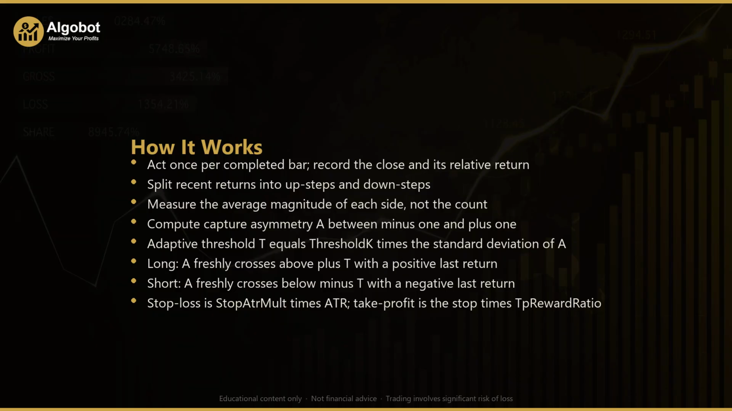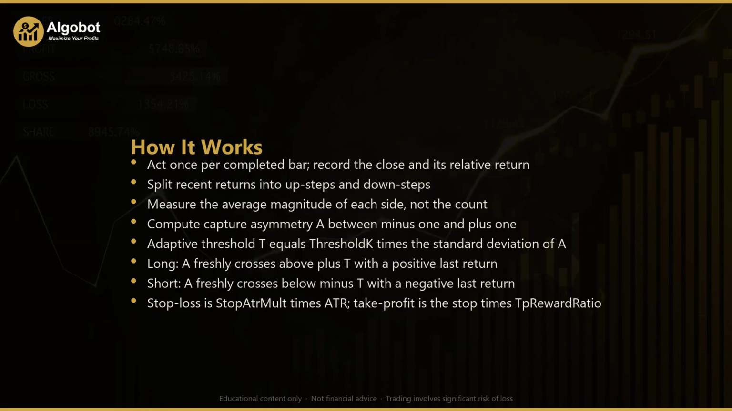Next comes the adaptive threshold. Rather than using one fixed level, the strategy calculates the standard deviation of its own recent asymmetry readings and multiplies it by the ThresholdK input, which defaults to 1. The result is clamped into a sensible band. The effect is that the strategy demands more asymmetry before acting when its own signal has been erratic and accepts less when the signal has been steady.